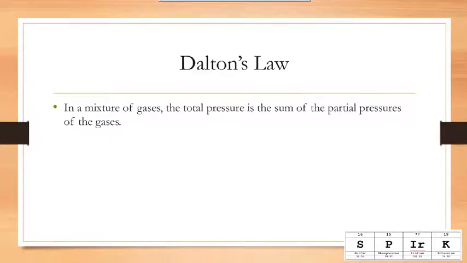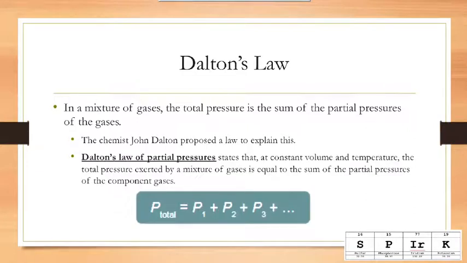So in a mixture of gases, the total pressure is the sum of the partial pressures of the gases. The chemist John Dalton proposed a law to explain this. Dalton's law of partial pressures states that at constant volume and temperature, the total pressure exerted by a mixture of gases is equal to the sum of the partial pressures of the component gases. So the total pressure, or P total, equals partial pressure 1 plus partial pressure 2 plus P3 plus P4, and on and on for all of the gases that are involved in a mixture.